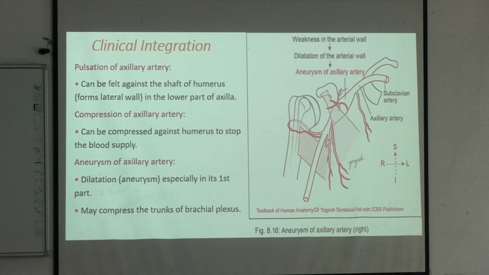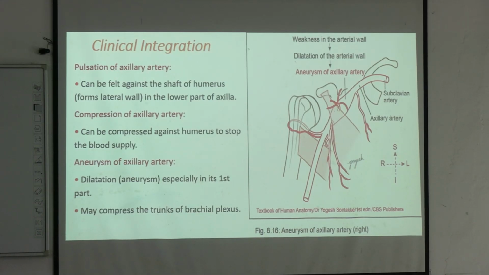And compression, this is important for your surface marking also. Okay, how we will draw the axillary artery. Next is compression of the axillary artery. It can be compressed against the humerus to stop the blood supply during different surgery of the upper limb.